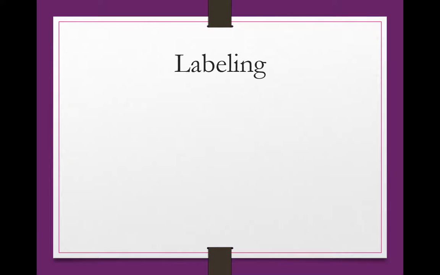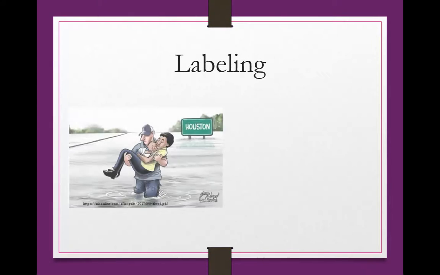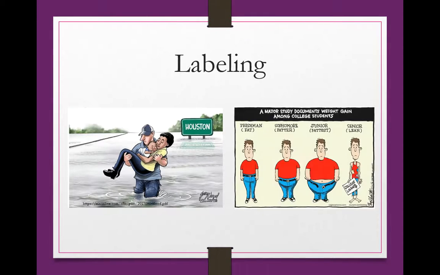Labels are used to add emphasis or clarity. In the example shown on the left, the sign labeled Houston indicates that this is a flood victim of Hurricane Harvey. On the right, the labels of the college student as they progress through their year and the effects of college loans as they complete their studies.